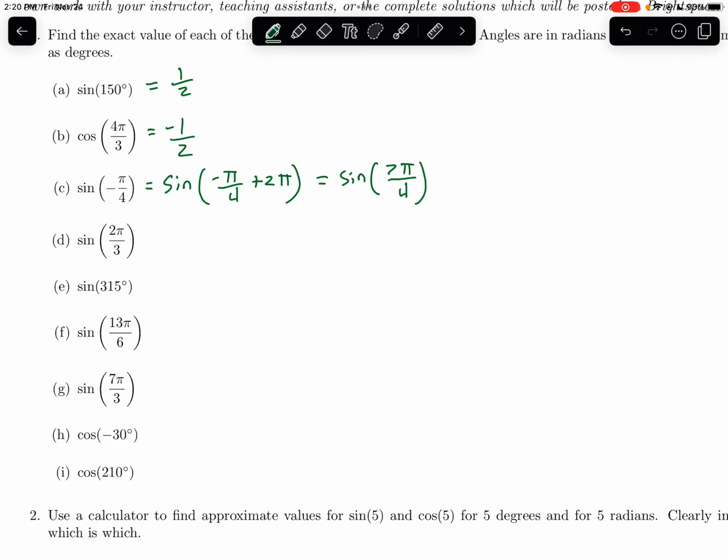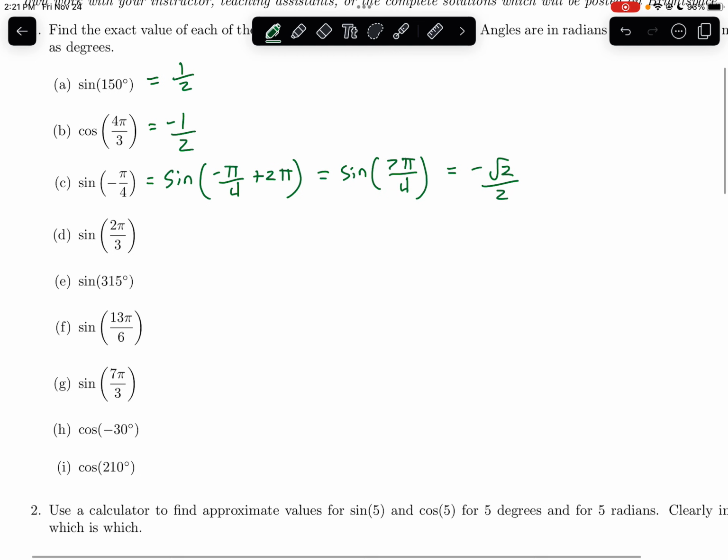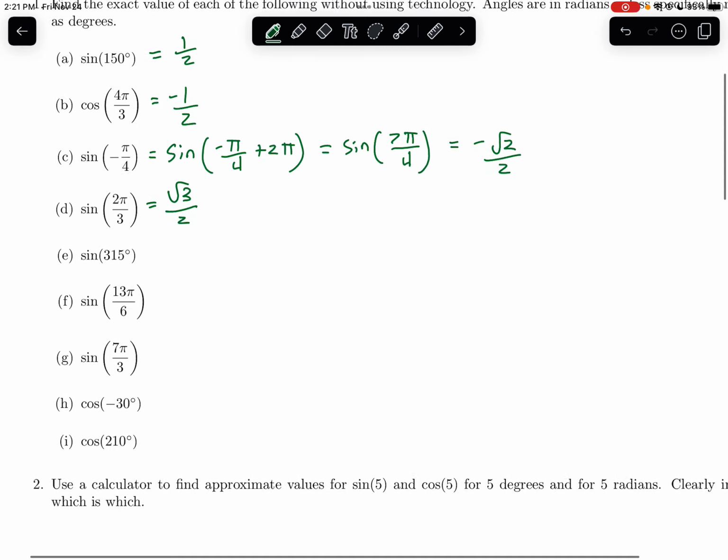You can find a common denominator. You get 7 pi over 4, and this is then -√2 over 2, because this angle is now between 0 and 2 pi, so it appears on the unit circle diagram, and you can read off its sine value. Same thing with part D, it's already an angle between 0 and 2 pi, so its sine value is square root of 3 over 2. Just look at the value for that.